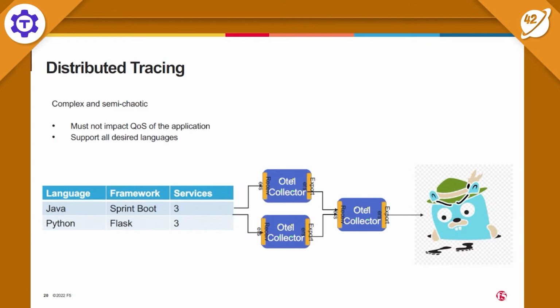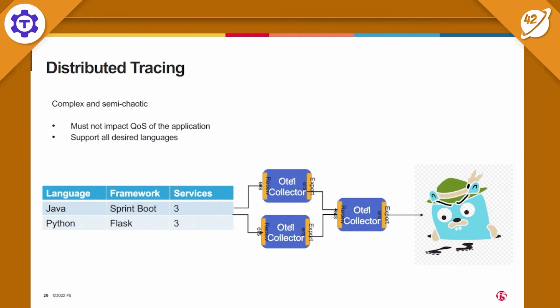Now, when we looked at distributed tracing, which is where OpenTelemetry started, out of OpenTracing and OpenCensus, it is complex. It can also be semi-chaotic. And we had some very definitive requirements. First one, it must not impact the quality of service for the application. We've all seen it where log files get written off in a batch format. Every hour, I'm going to take my accumulated log files and write them off to disk, and watch as we get a sawtooth effect of performance because the system is now busy trying to dump its buffers.